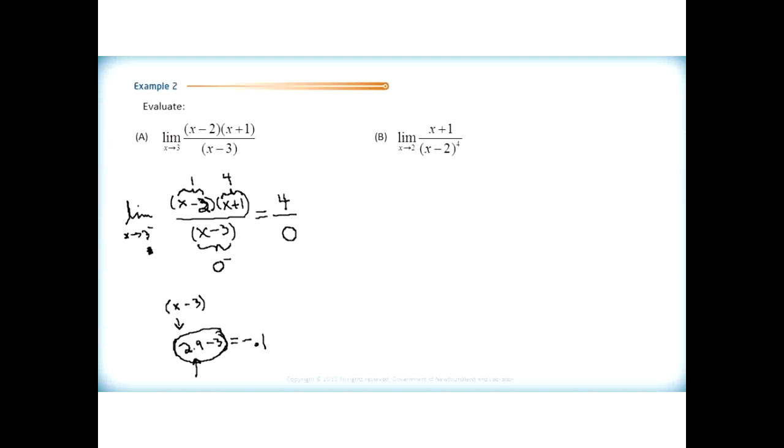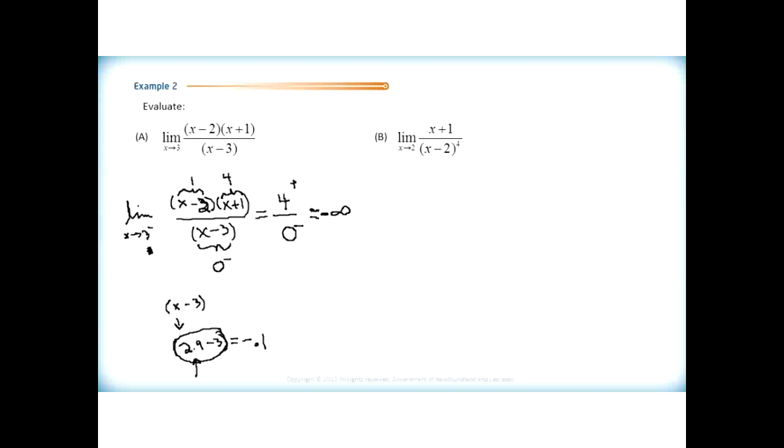And we indicate that by putting a little negative with no number, but just a negative exponent on the 0. So what that means is that 4 divided by numbers that are getting close to 0 will get infinitely large, but since 4 is positive and we're approaching 0 through negatives, we say that this is approaching negative infinity.